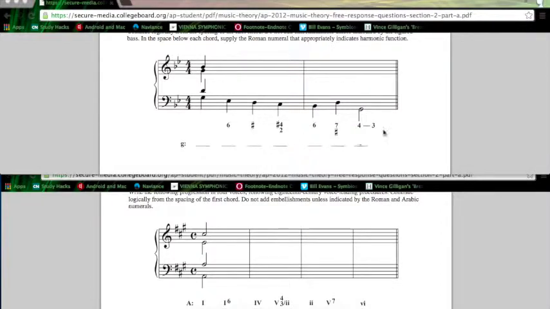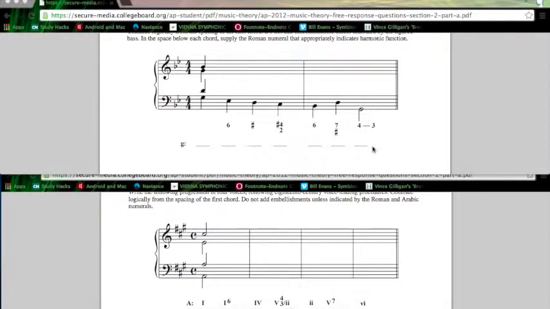Another notation to know is this one. It means that there's a suspension. If you don't know what a suspension is yet, you will eventually. If not, Wikipedia, I'm sure, will be able to tell you. What this means is that a fourth above the bass turns into a third above the bass. So in this case, a fourth above G is C, so if a C is in the tenor voice, then the C goes to a B.